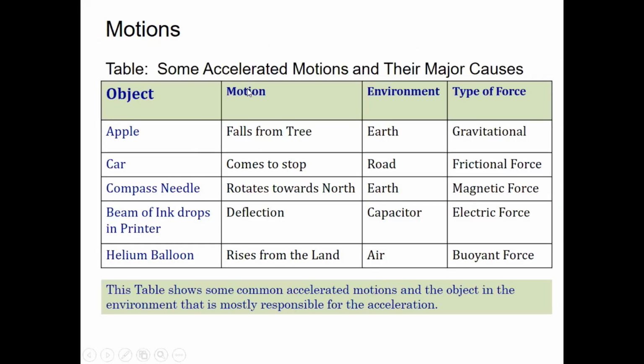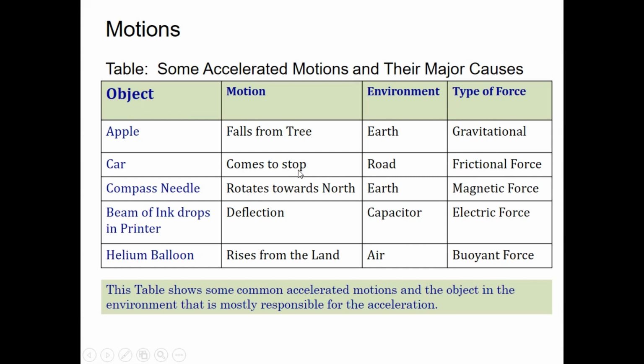Here are some accelerated motions, and we compare and try to state what kind of forces are there. If an apple is falling from the tree, the environment is Earth and the type of force is gravitational. And if a car is coming to a stop on a road, then there is a frictional force from the road which supported this deceleration.